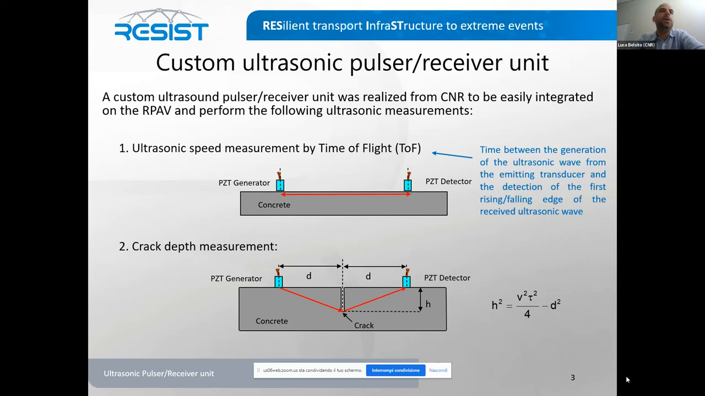Basically, the ultrasonic wave is generated from the transducer on the left here, propagates across the concrete, is then reflected from the bottom of the crack, and then it's detected by the receiver. By measuring the time between the emission and detection, and by exploiting the Pythagorean theorem, we can determine the depth if the ultrasonic speed has been measured in a position close to the crack as well. This is a really simple idea.